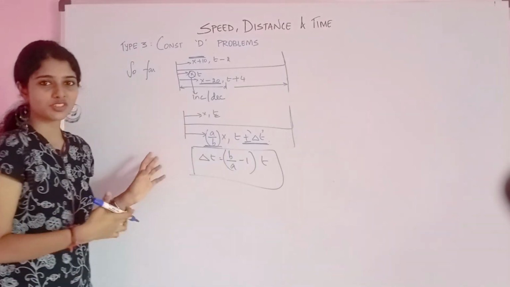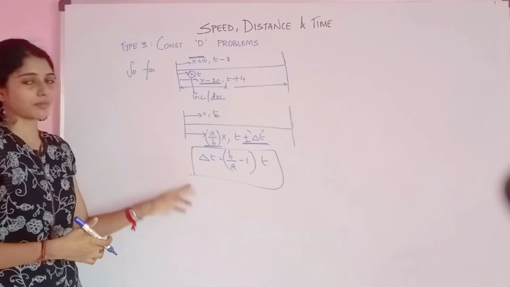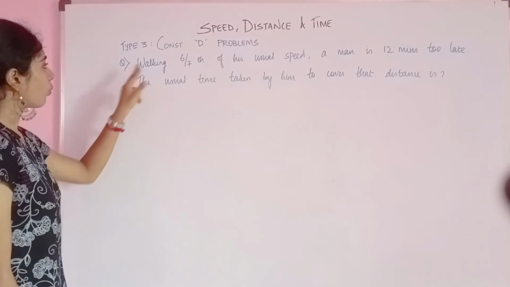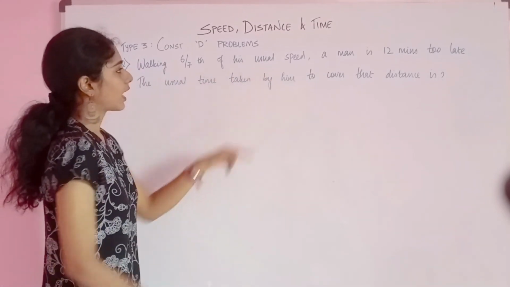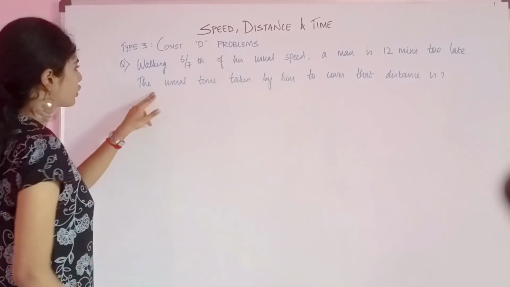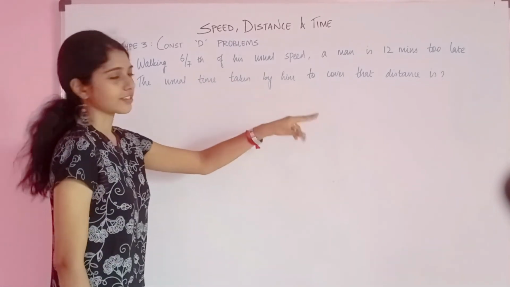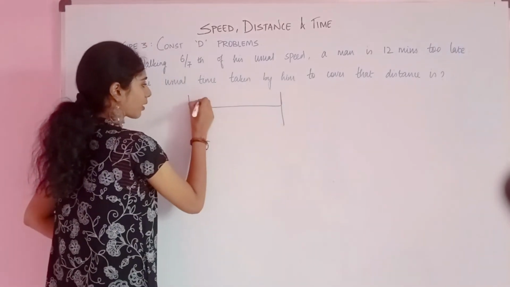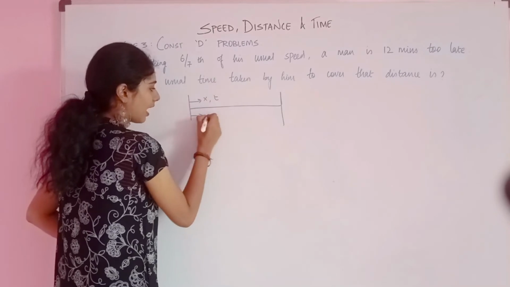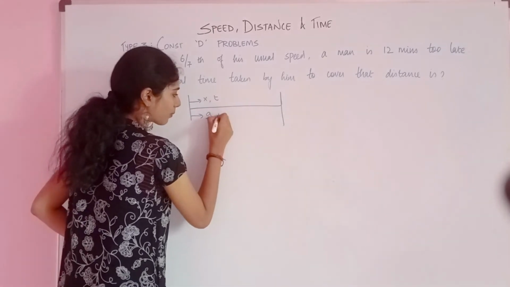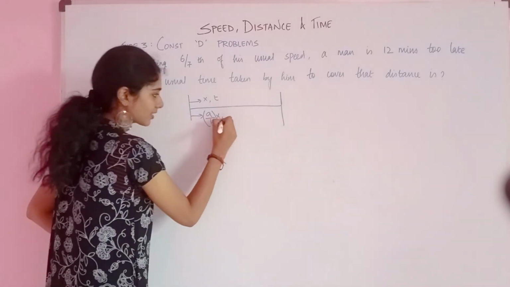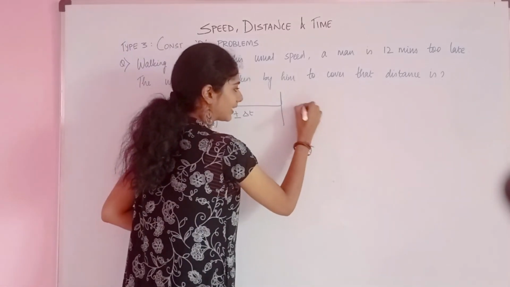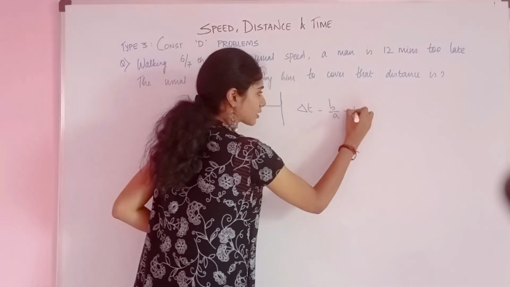Let's do a question so that we can understand it in a better manner. Let's consider this question. Walking 6/7 of his usual speed, a man is 12 minutes too late. The usual time taken by him to cover that distance is what? So, what do you know? If it's a constant distance d problem, if he originally takes x comma t, and he makes his speed a by b times x, then his time can be incremented or decremented by delta t. And we know that delta t can be written as b by a minus 1 into t.